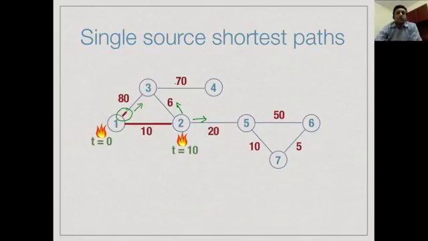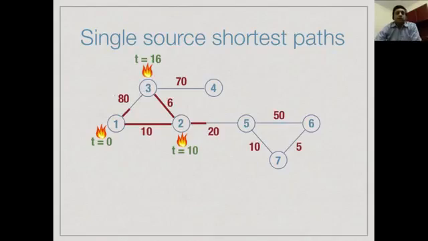Now we can see that after 6 units of time, vertex 3 will burn. Right? So at t equal to 16, vertex 3 has burned. Now the fire from 1 to 3 has traveled 16 by 80 of its distance, and the fire from 2 to 5 has traveled 6 by 20 of the distance. Now having burnt 3, a new fire will continue in this direction. The old fire from 1 to 3 continues as before, and of course the fire from 2 to 5 continues as before.